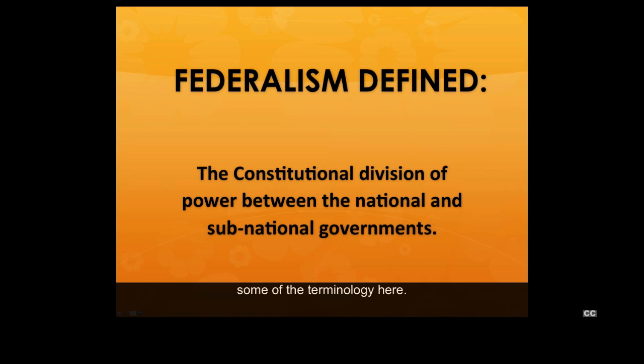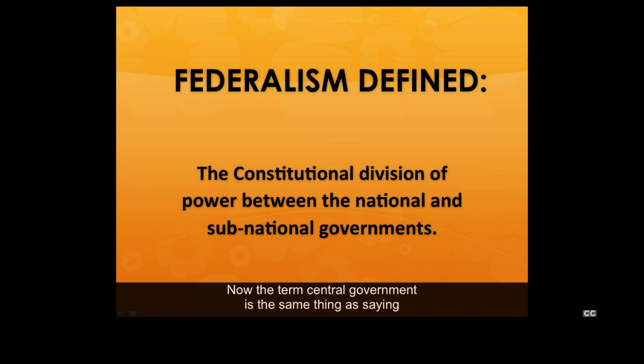Now, let's make sure we understand some of the terminology here. When we talk about the national government in this definition, make sure you understand that national government is the same thing as the United States government, the federal government, or the central government. In other words, if you read the newspaper or watch the news, or you hear someone lecturing about government or federalism, you have to understand the context in which they're using particular words. But if someone refers to the U.S. government, or the federal government, or the central government, it is the same thing as referring to the national government.